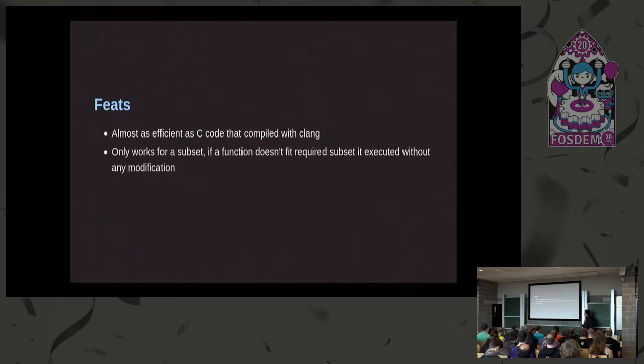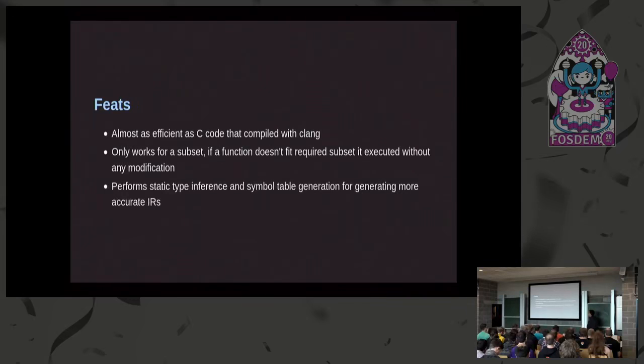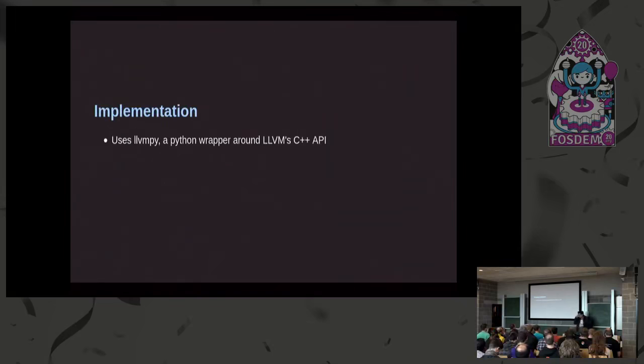They only work for a subset of Python. If your function doesn't fit that subset, they directly return your Python function. If it fits, they return a wrapper around the JIT code. They don't collect runtime data, but they do static type inference and symbol table generation. Python has a symbol table in the standard library, but it doesn't give you anything about types. So you need to create your own symbol table which records and infers types, which could be cool. They use something called LLVM Py, a wrapper library around LLVM's C++ API.